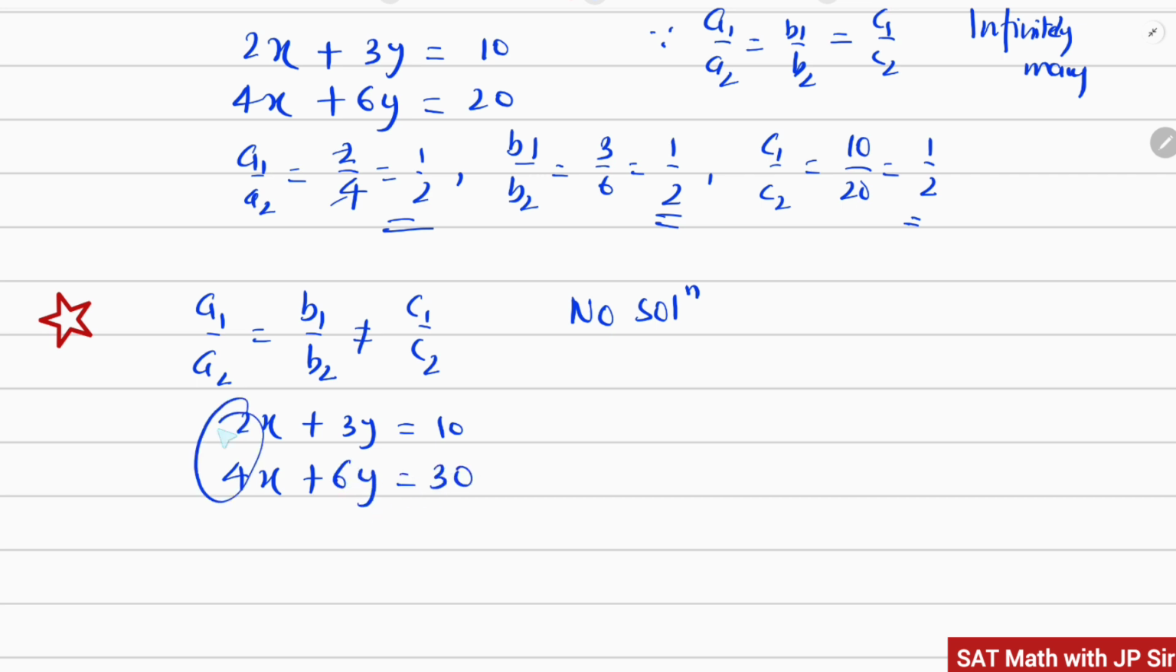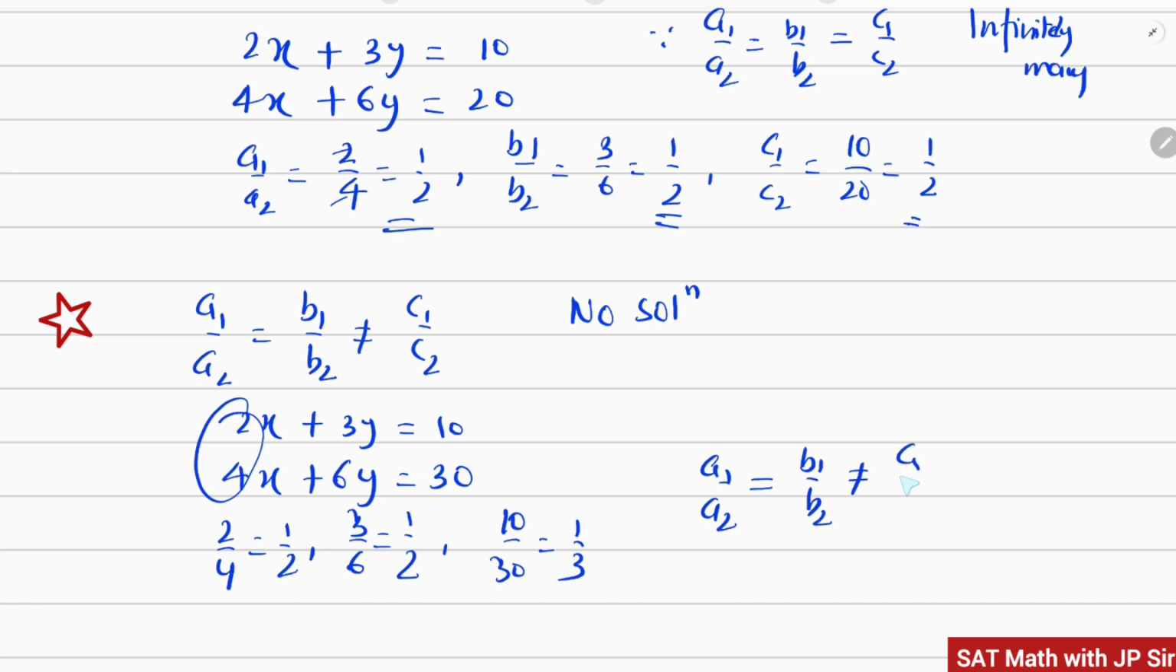So this ratio is what? 2 upon 4, that is half. This ratio is 3 upon 6, that is 1 upon 2, again half. But this is 10 upon 30, this gives us 1 upon 3. I mean to say, clearly here, a1 upon a2 is equal to b1 upon b2, but it is not equal to c1 upon c2. It means the pair has no solution.